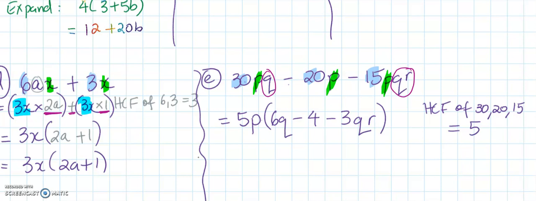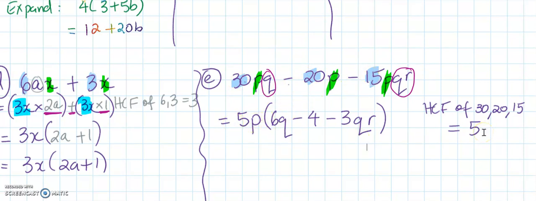A reminder, the process is the same. When we are factorizing, remember to always look for your highest common factor for your numbers first. Then you look at all your variables and see if there's any of the variables that are repeated, which means that they are a factor also. All right, and then we do the opposite of factorizing, expanding, which is dividing. So that's why we did 30 divided by 5, 20 divided by 5, and 15 divided by 5.